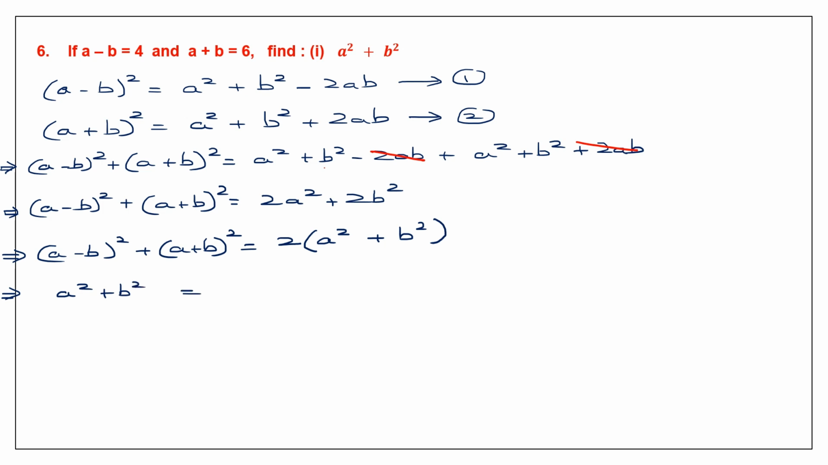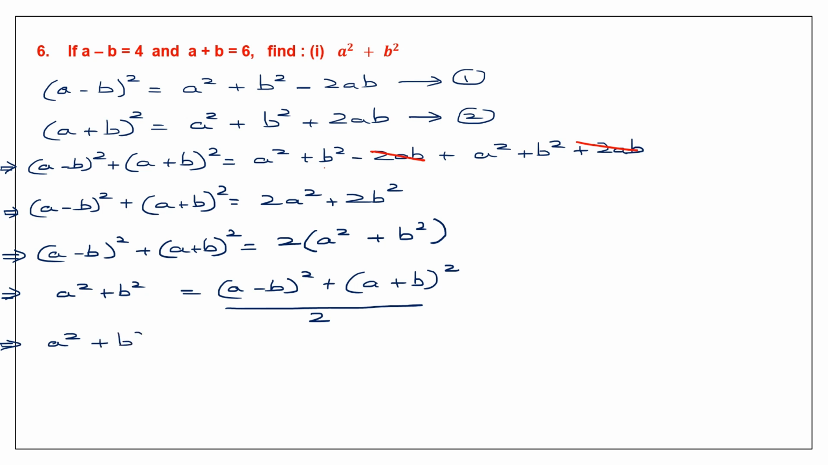On the right hand side I have (a minus b) the whole square plus (a plus b) the whole square, and this 2 which I have along with a square plus b square, I did not put it here. I'm taking it to the other side. So now it comes down as the denominator by 2. Now what are we going to do?